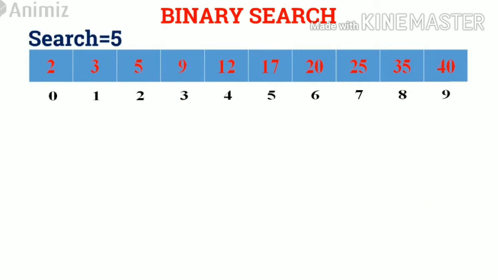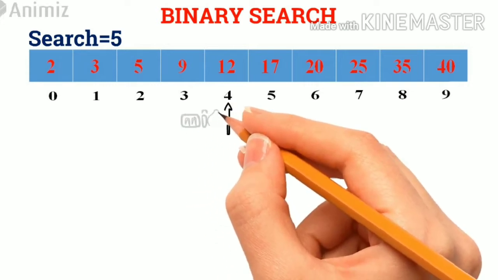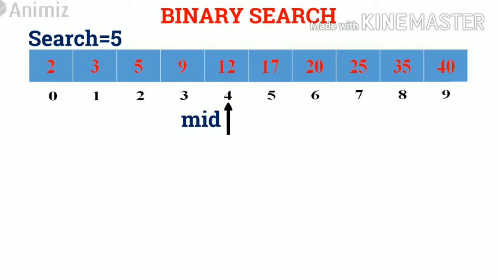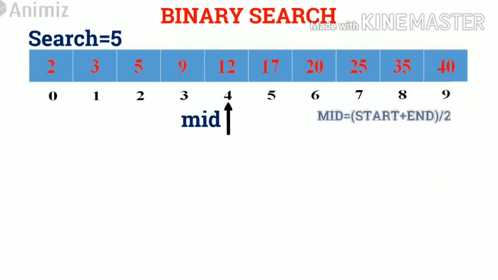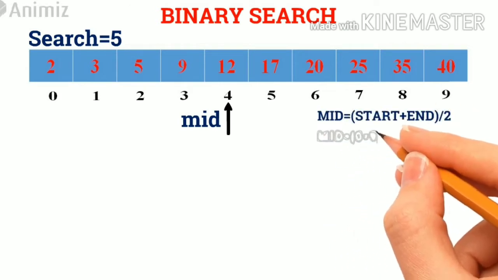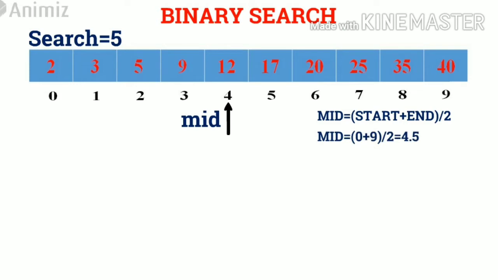As we all know, linear search starts from the beginning position till the end. So it starts searching from the 0th position to the 9th position. But in binary search, the searching process starts from the middle element. So how does it do the process? Middle is equal to start plus end divided by 2. Here the start is 0 and the end is 9.